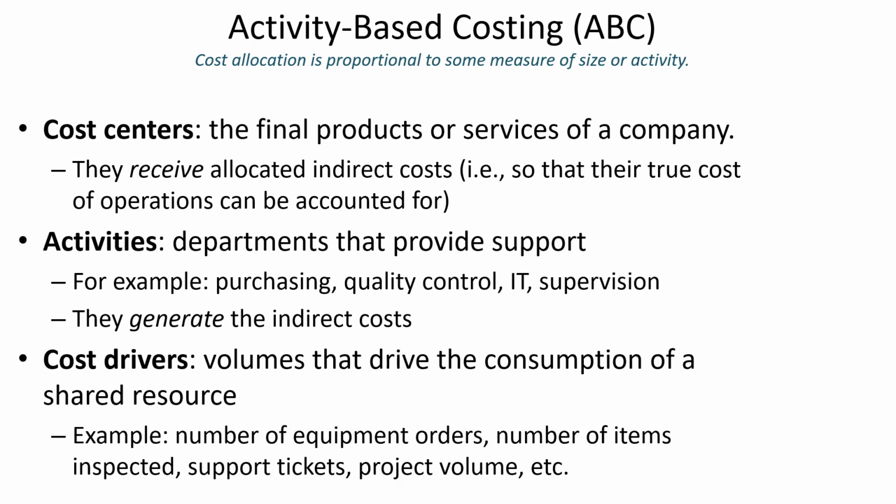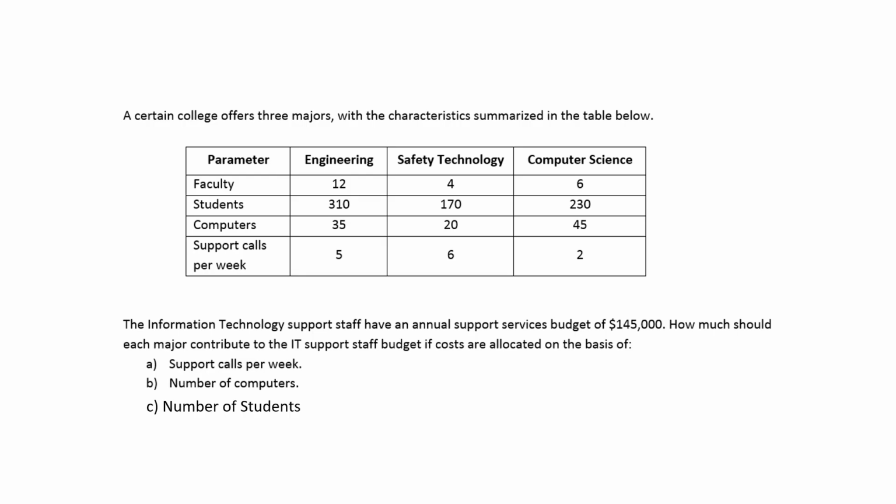So what drives the cost is how much is actually being consumed of a certain resource. So it could be the number of items that are being inspected is what causes a quality control expense. And so you're trying to figure out which products that are being sold should be charged for the items that are being inspected. So these drivers, activities, and cost centers are what we're trying to account for in something like this last question on the in-class exercise.